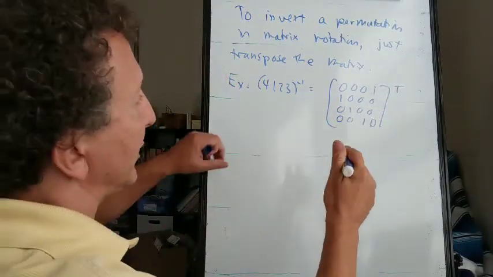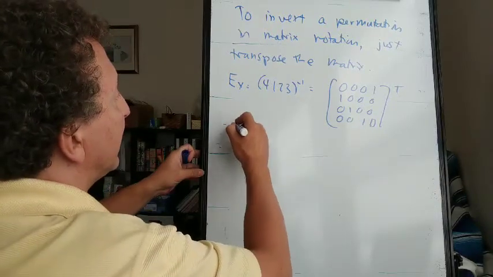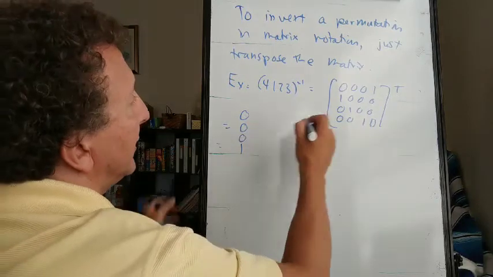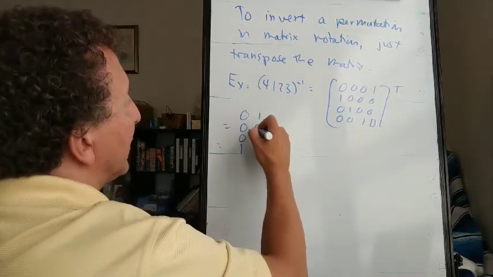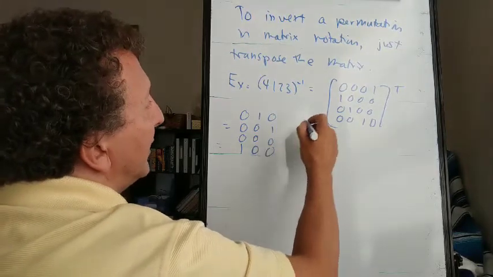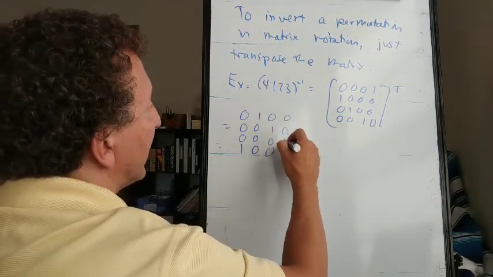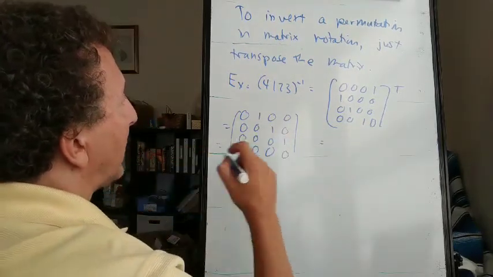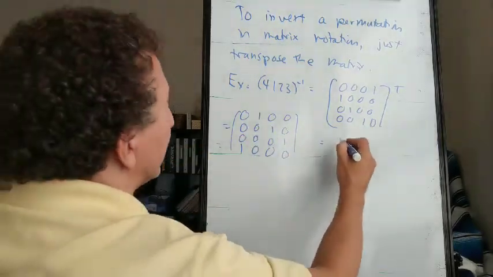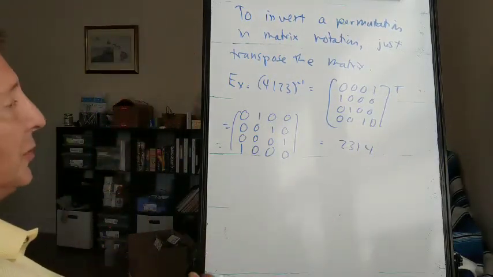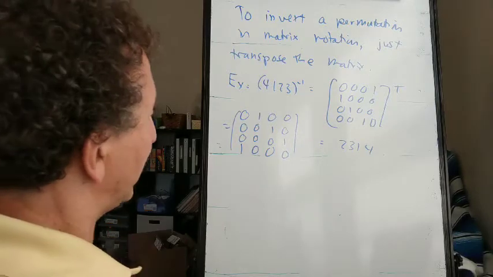Transpose that, and when we transpose that, the first row becomes the first column, the second row becomes the second column, the third row becomes the third column, and the fourth row becomes the fourth column. So this is the matrix of 2, 3, 1, 4. So for matrices it's easy, just transpose.